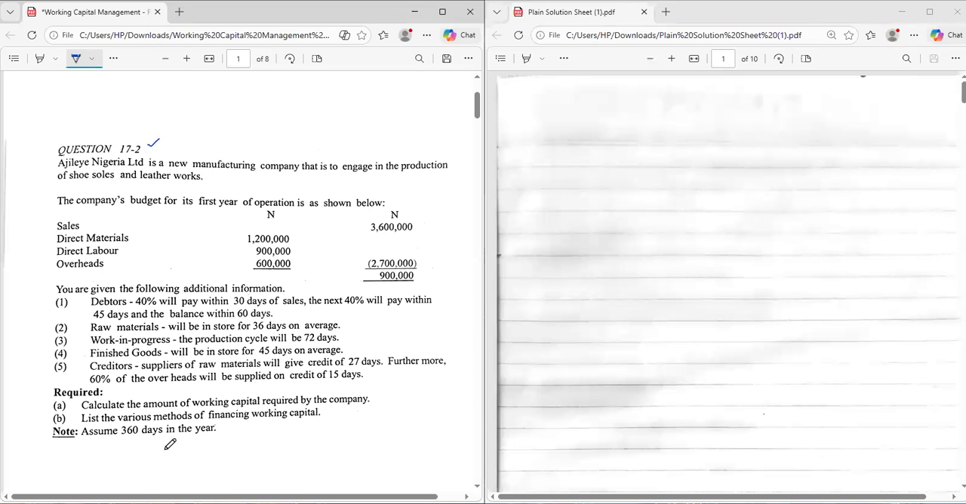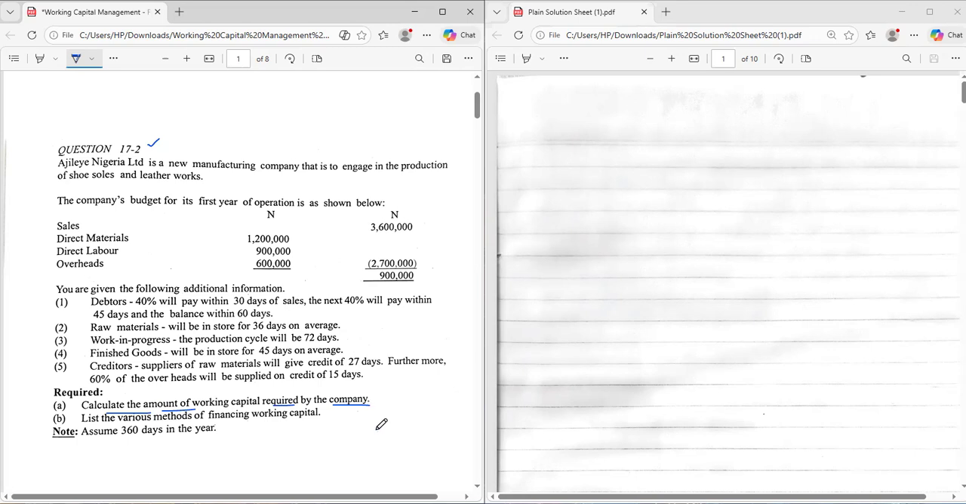And if you check this particular question, it says, calculate the amount of working capital required by the company. Now, the previous question that we solved told us to calculate the working capital cycle. So that means it is not in all situations that ICAN will demand you to calculate the working capital cycle. And you know, when we're calculating the working capital cycle, our answers are usually in days, months, or weeks.